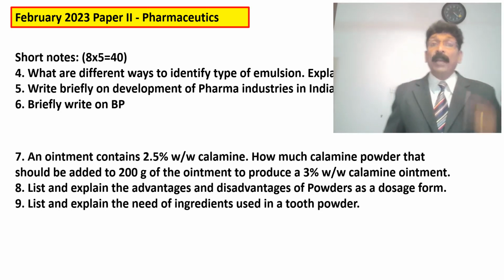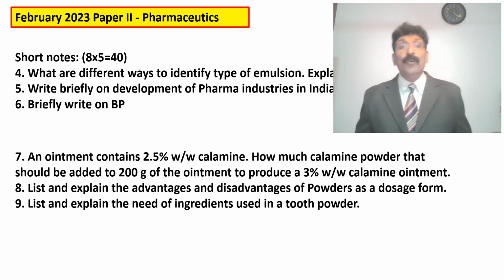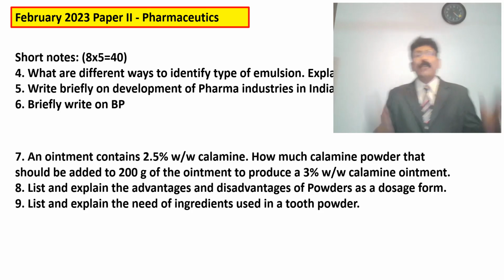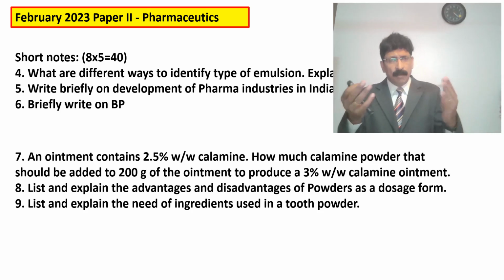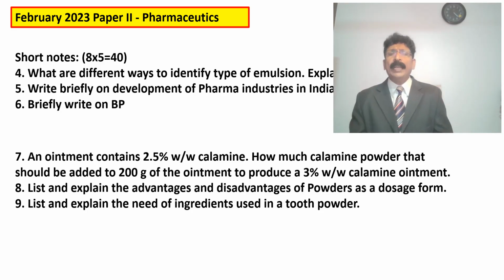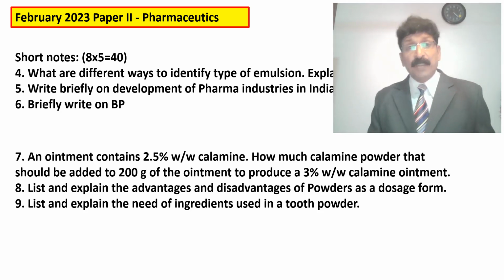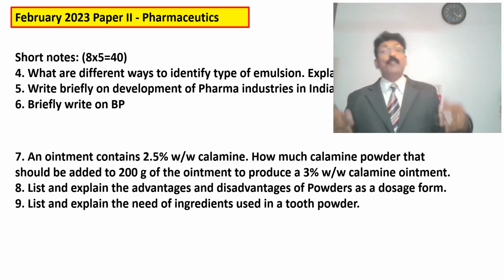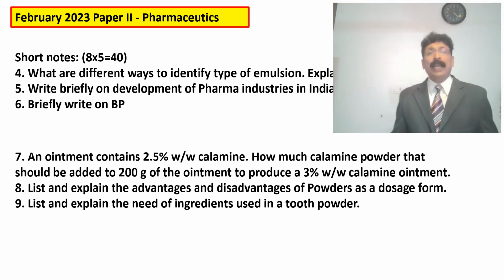Number 9, list and explain the need of ingredients used in tooth powder. Tooth powder, there will be lots of interesting ingredients. You should explain what each ingredient is used for, whether it is a preservative, an abrasive, to remove dirt or for foam formation. So all the ingredients can be explained clearly for a 5-mark question.